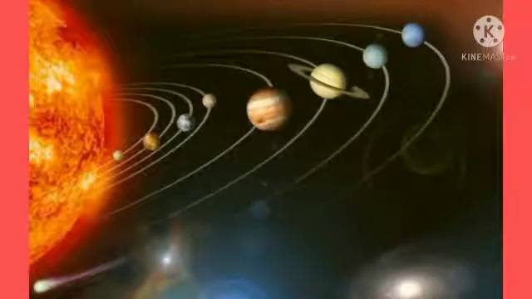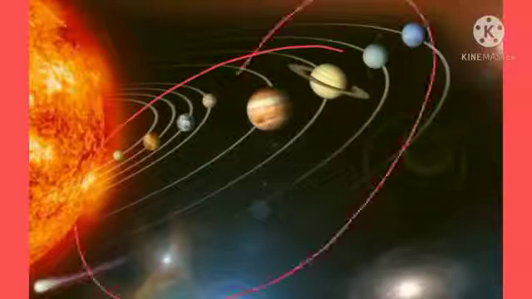Next is the solar system. Children, the solar system consists of the sun, the 8 planets and their satellites or moons, and other heavenly bodies such as comets and asteroids. So see here, children, this is the solar system.